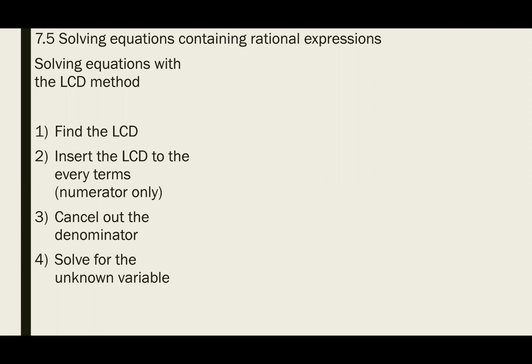Now, the new thing, in step 2, is we insert the LCD just to the numerator. Last time we asked ourselves, what are we missing? If we're missing something, we insert it in the numerator and the denominator. In 7.5, we just insert on the numerator, and now we cancel out the denominator. This is our goal. Our goal is we want to cancel out the denominator, and once we cancel them out, we can solve for the unknown.